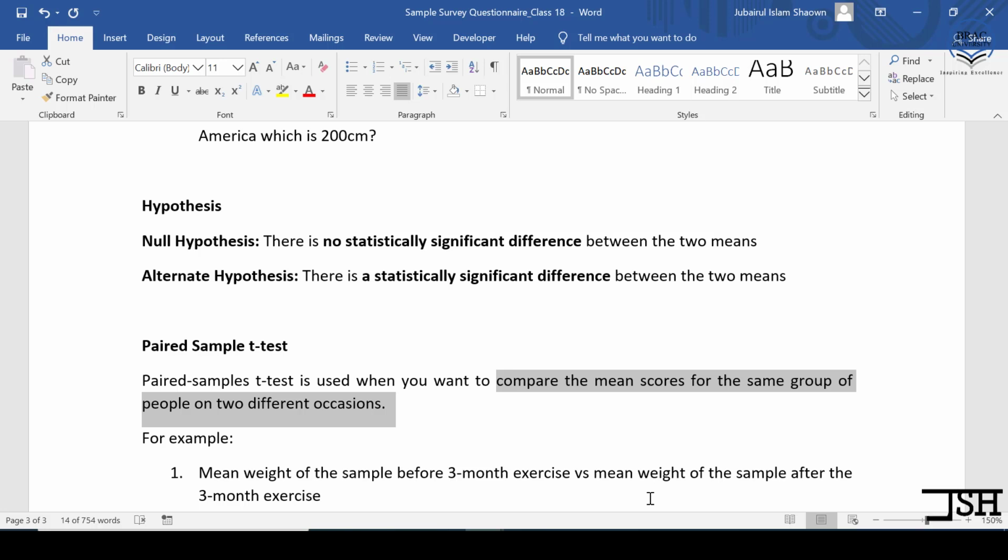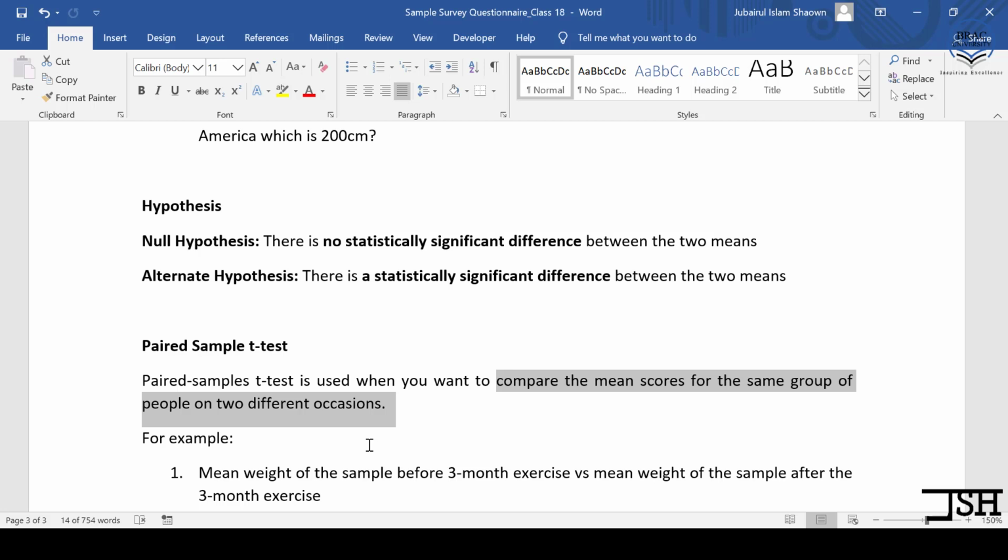Please note, through this paired sample t-test, we can find out whether the means are different or whether weight has gone down. But even if the weight has gone down, we cannot say that exercise was the reason that caused the weight loss. Again, through paired t-test, we can say that yes, the weight has gone down, but we cannot say that 3-month exercise is the reason for this weight loss. There may be many other reasons. Maybe all of them were on a diet, or maybe all of them were ill because of some virus.